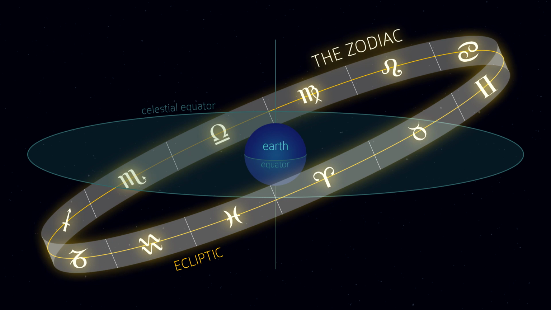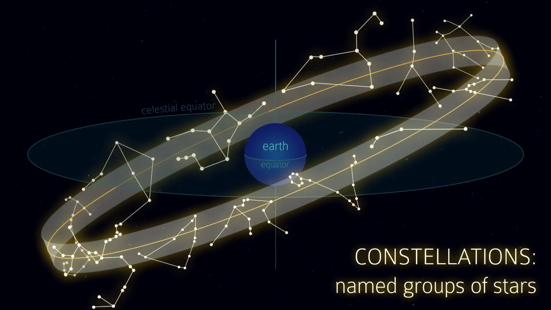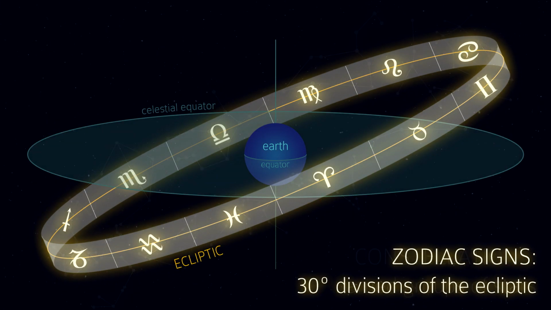Now, it's important to note that they are named after the constellations that they are near to, but constellations and zodiac signs are not in any way the same thing. Constellations are named groups of stars, and zodiac signs are 30-degree divisions of the ecliptic. Don't forget it. Signs are math, constellations are actual stars. That's a really great distinction.